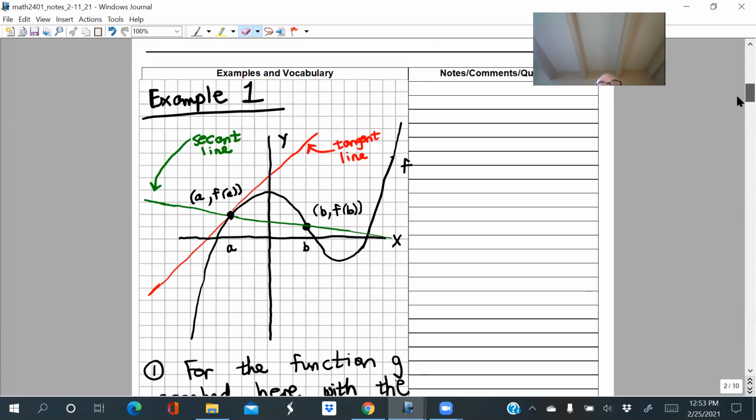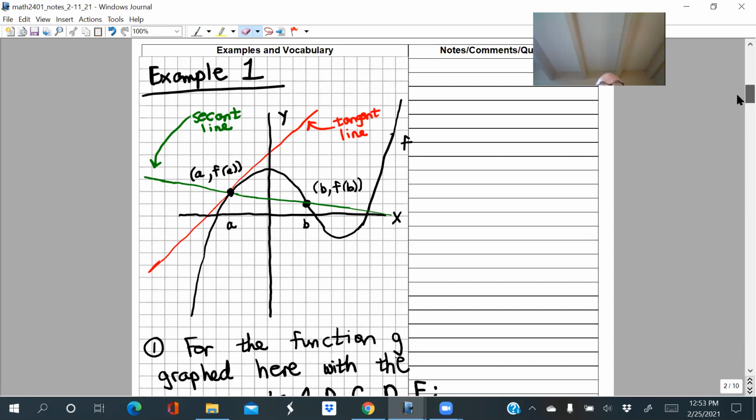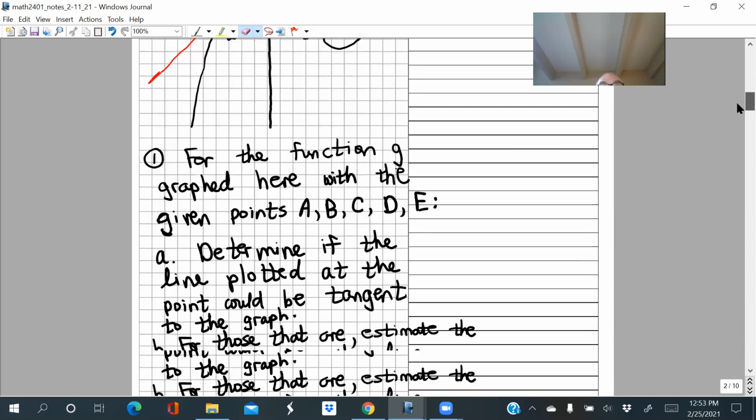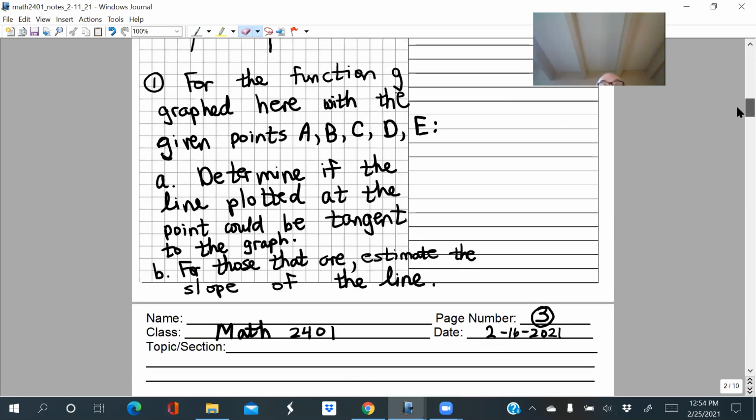Here's a picture of some tangent lines and secant lines. So there's a curve, and here's an example of a tangent line. This would be the tangent line at x equals a. Here's a secant line, because it connects these 2 points on this curve. So we've seen lots of examples already now of secant lines and tangent lines. But here's now the question that I have for you.